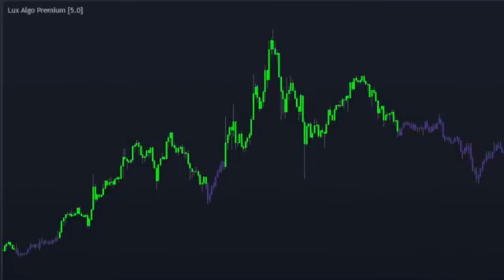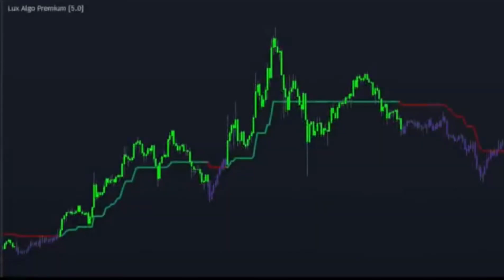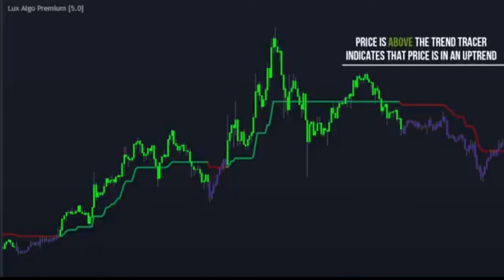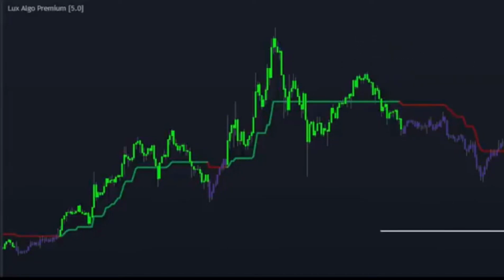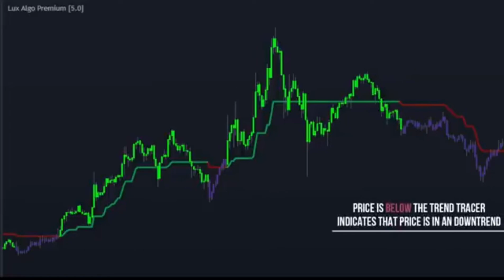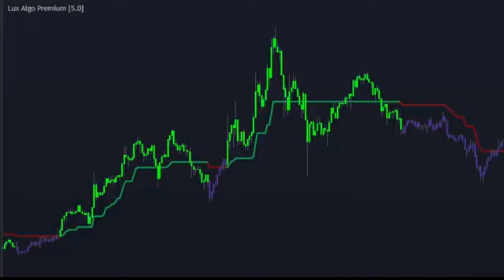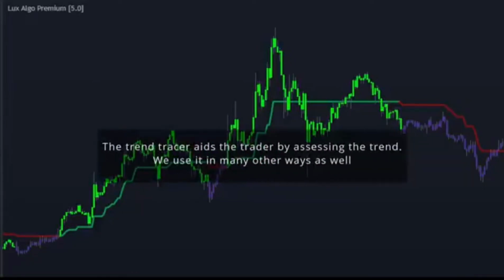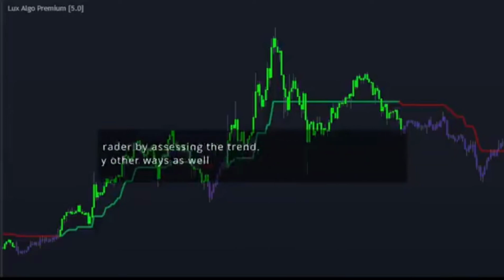The trend tracer is a trend following indicator and shows the current trend by displaying a green line for an uptrend and a red line for a downtrend. When price is above the trend tracer, this can be used as another indication that price is in an uptrend. When price is below the trend tracer, this can be used as another indication price is in a downtrend. The trend tracer aids the trader by assessing the trend, but we use it in many other ways as well.